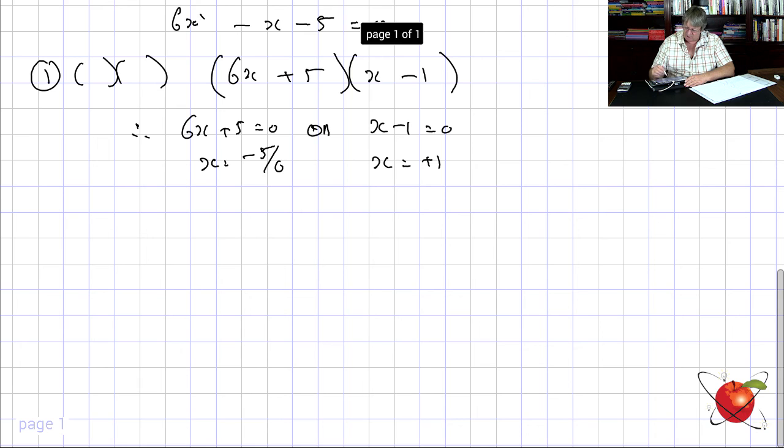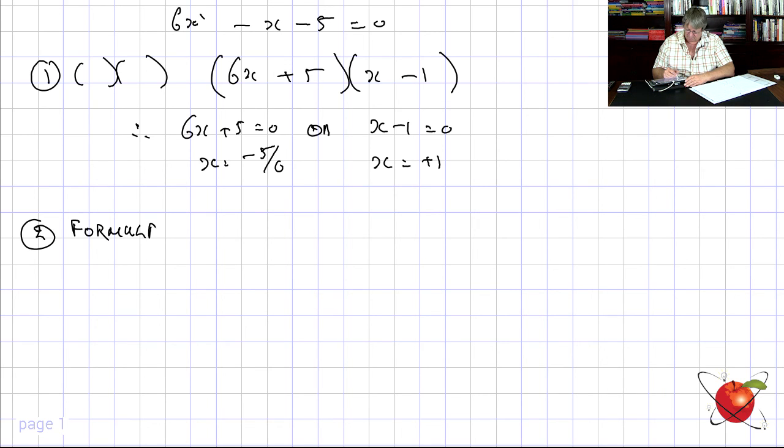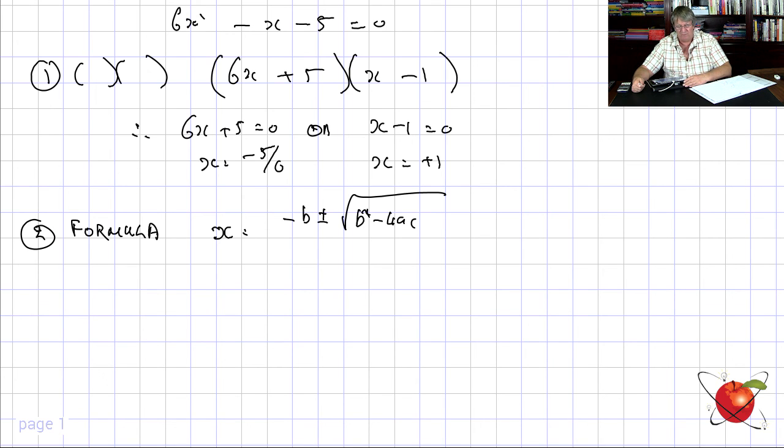Next, let's use the formula. Let's use the formula, shall we? What does the formula say? The formula says x is going to be minus b plus or minus the square root of b squared minus 4ac, and it's all over 2a.